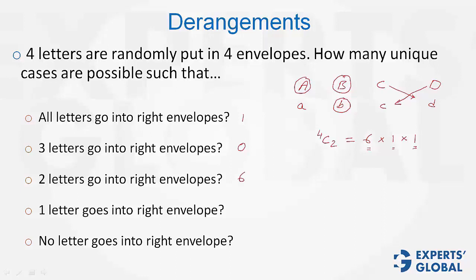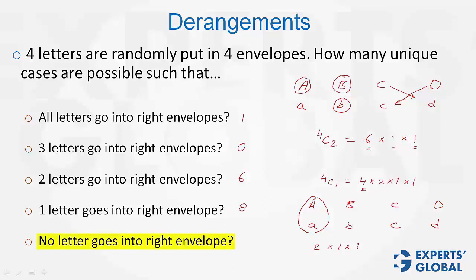Next case, 1 letter goes into the right envelope. Once again, 4C1. 1 letter out of 4 that goes into the right envelope can be selected in 4C1 or 4 ways. Now imagine you have 4 letters, A, B, C, and D. 1 letter has been selected for getting into the right envelope. Let's say A goes into the right envelope. Of course, it could be A, B, C, or D. That's why 4 cases. Now 3 letters are left. B has 2 choices, and then C and D would have 1 choice each. So the total number of cases is 4 times 2 times 1 times 1. The answer is 8.